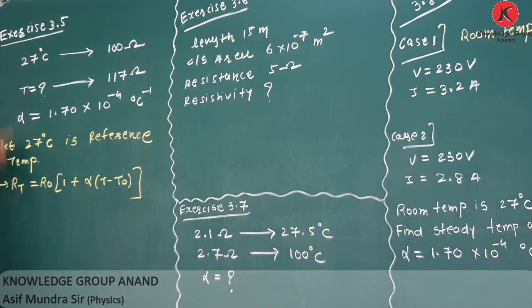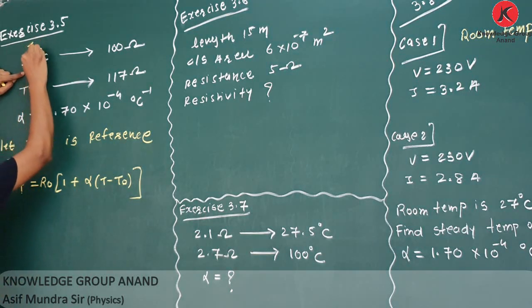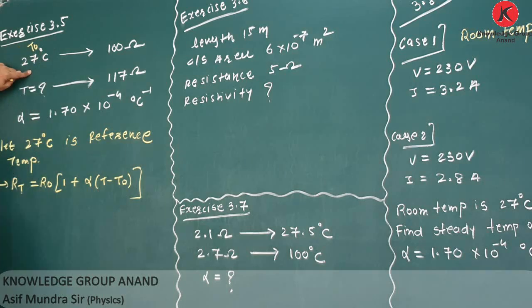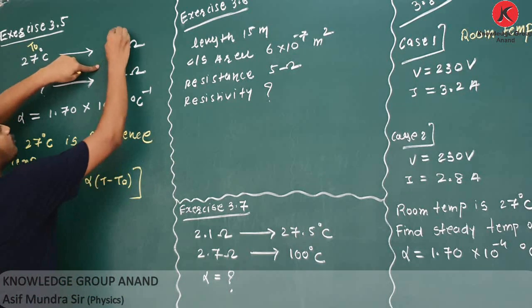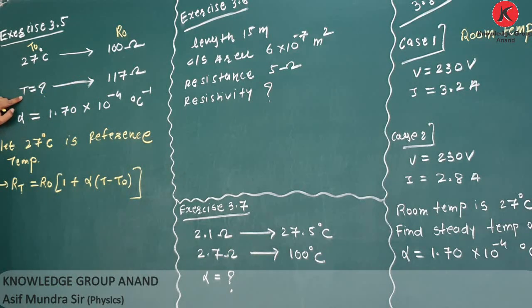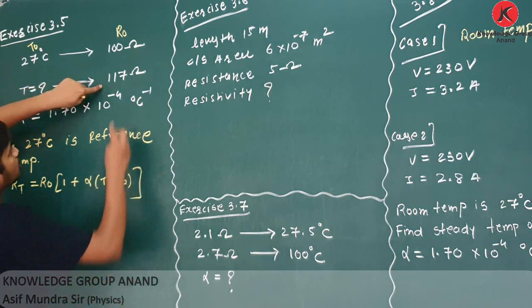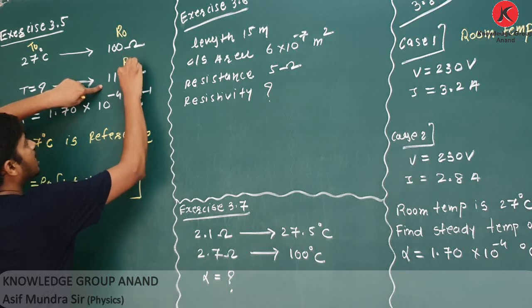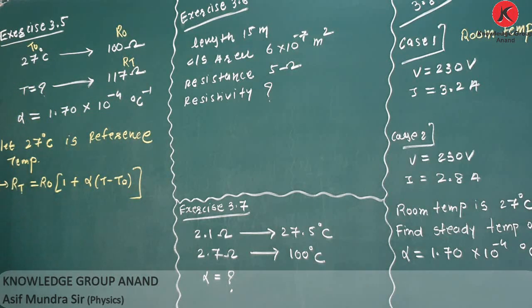Okay. Now how to write this data? It is reference temperature, means it is T0. At reference temperature, resistance is 100 ohm, means it is R0. This temperature T you have to find, and at this temperature you want given resistance, means it is RT. Clear about data? Now you know each and every value.